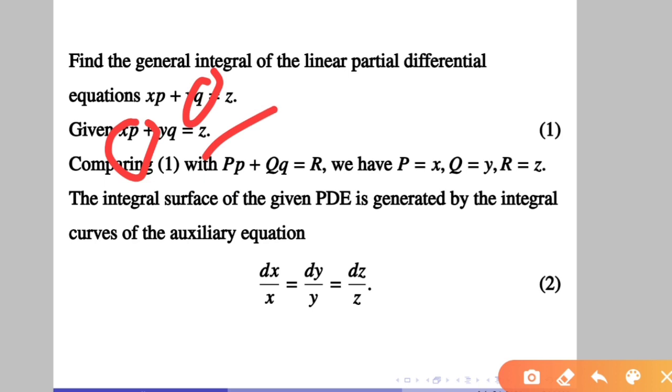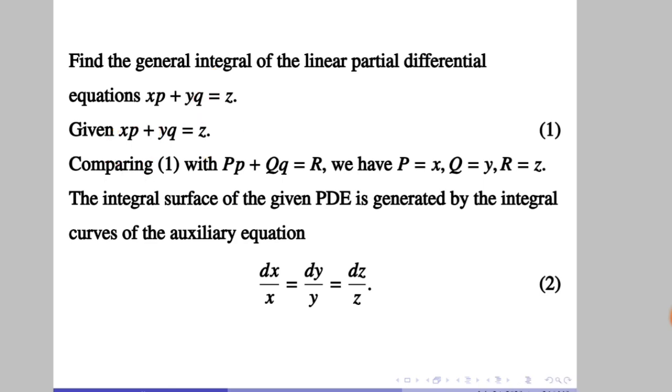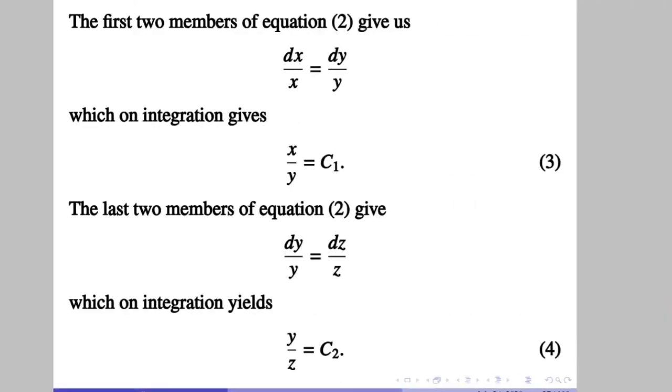So the Lagrange auxiliary equation becomes dx by y is equal to dy by y is equal to dz by z. So we are using the method of grouping, dx by x equal to dy by y, and integrating this separately, we are getting log x is equal to log y plus some integrating constant, we have taken it as log c1. So this side log x minus log y is equal to log c1. Log x by y is equal to log c1. So x by y is equal to c1.